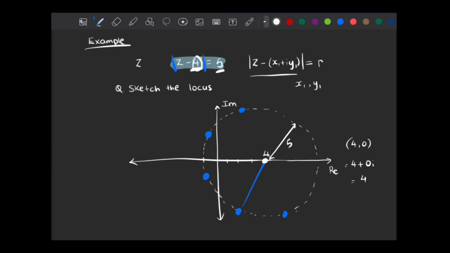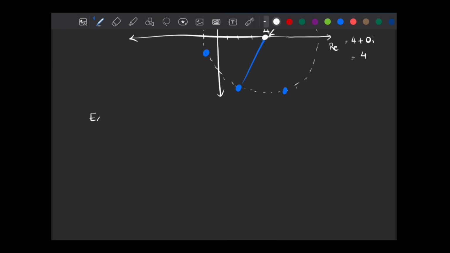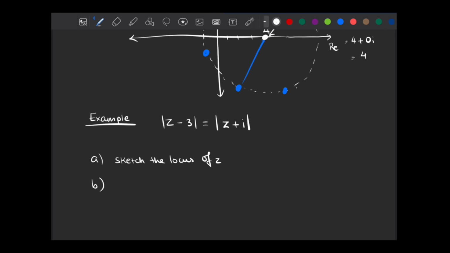Now let's look at another example. We are given the condition that the distance between z and 3 is the distance between z and minus i. We want to sketch the locus of z and also find the Cartesian equation of the locus. So let's first sketch the locus of z.